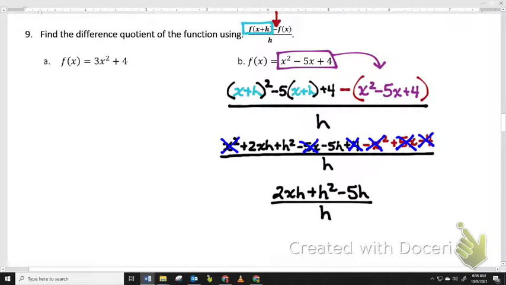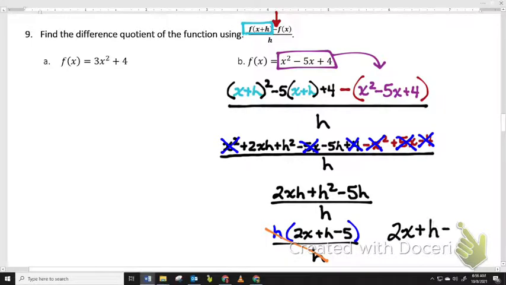What do you notice about every single piece in our numerator? You can factor out the common factor. Yes, let's factor out an h. So I would have h times (2x plus h minus 5) all over h. So my h's are going to cancel here. 2x plus h minus 5 would be my fully simplified expression there.